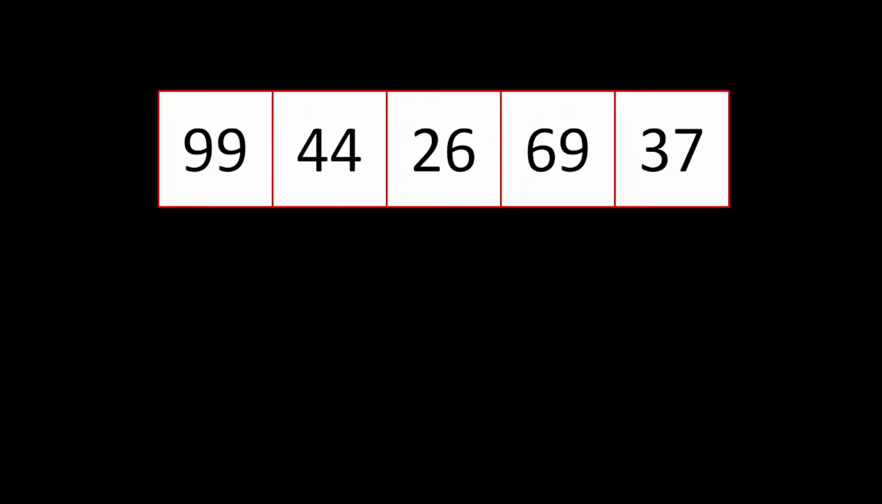We'll start with 5 numbers, 99, 44, 26, 69, and 37. We will think of them as being elements in an array. We will add the array indexes to make this a little easier to visualize. We will begin by considering the first element of the array already sorted.